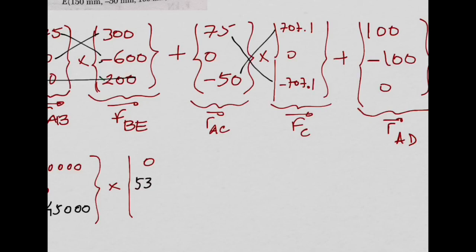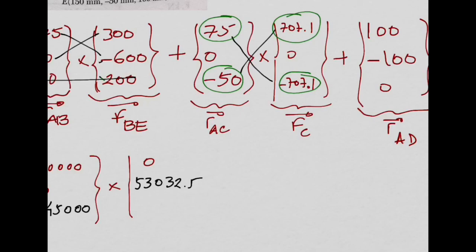53,032.5. Someone else confirm this number, please. Is this a minus sign? Nope, needs to be plus. Because what you do in the y direction is minus 50 times 707.1 minus 75 times minus. So this part, which is bigger, is going to be a plus. So this number is not correct.